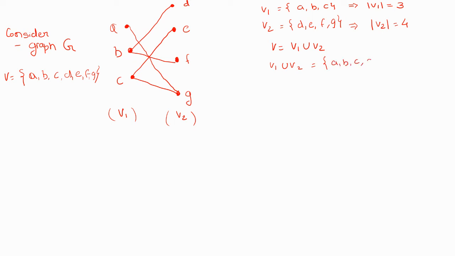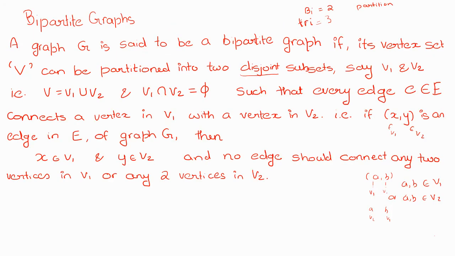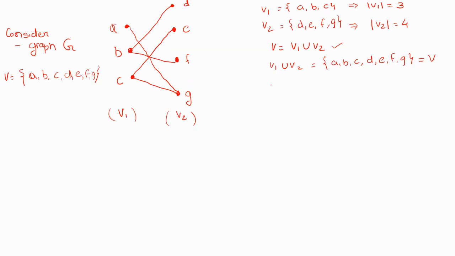B, C, D, E, F, G. Yes, A, B, C. And from V2 we have D, E, F, G. Now this is same as V. This way, therefore, we can say that the first condition is satisfied. And what is the second condition? That V1 intersection V2 should be equal to phi, or it should be empty.